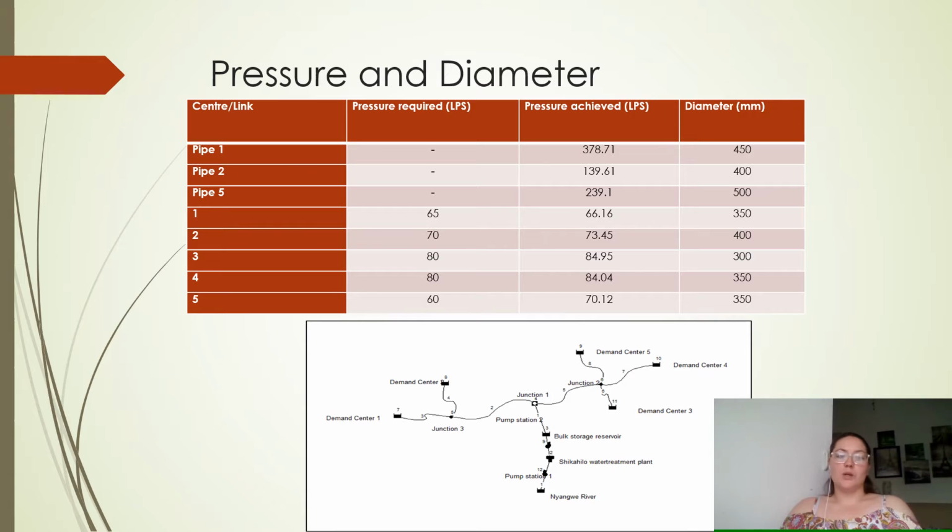For demand centers 1, 2, 3, 4, and 5, we were told to have a specific liters per second, as that is the average daily demand that each demand center requires. I obtained 66, 73, 84, 84, and 70, which is above the average daily demand. These diameters include 350, 400, 300, 350, and 350 respectively.